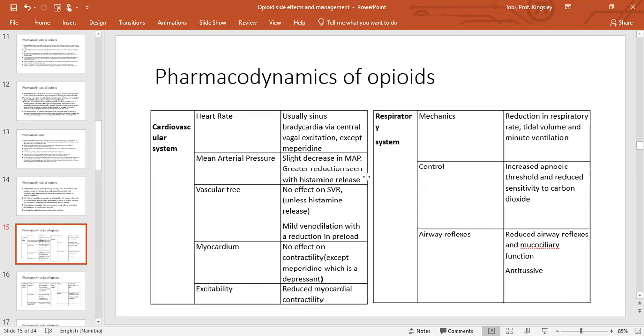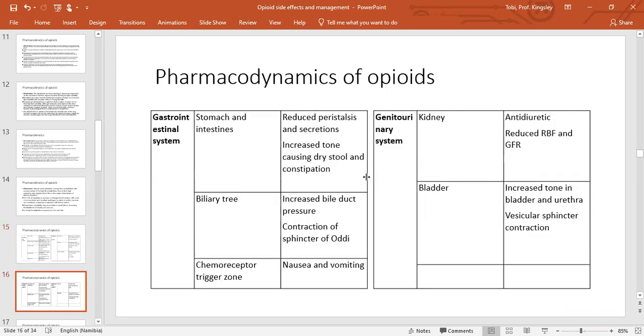Opioids reduce airway reflexes and can also reduce mucociliary function. So you could have accumulations of secretions, which may be colonized by bacteria. But the good thing about it is that they have an antitussive effect, and that's why some cough medications have codeine and some form of opioids because of their antitussive effect.